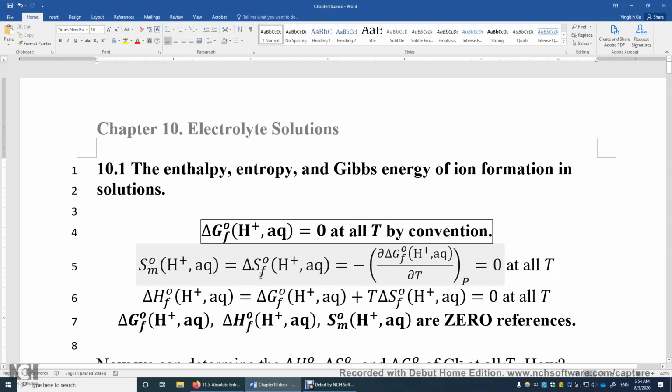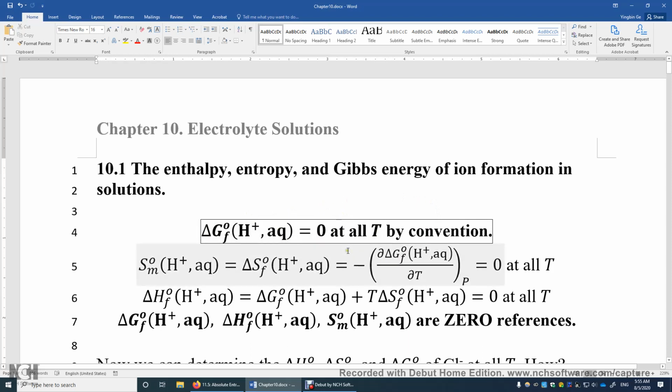This is Physical Chemistry, Part 1, Thermodynamics, Chapter 10, Electrolyte Solutions, Section 10.1, the enthalpy, entropy, and Gibbs energy of ion formation in solutions. We need to choose some zero references first. The standard Gibbs energy of formation of solvated H+ or protons is chosen to be zero at all temperatures by convention. So this is the arbitrarily chosen zero reference.